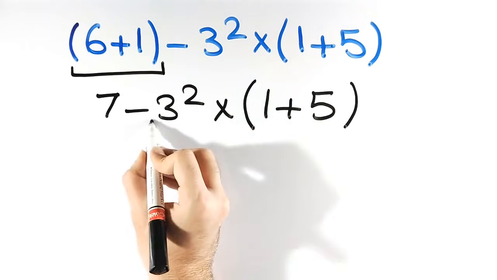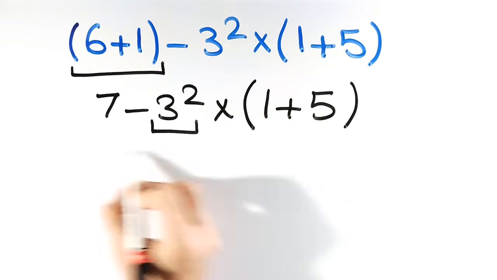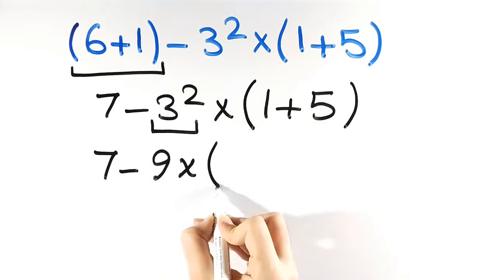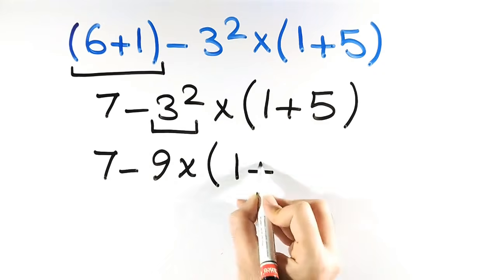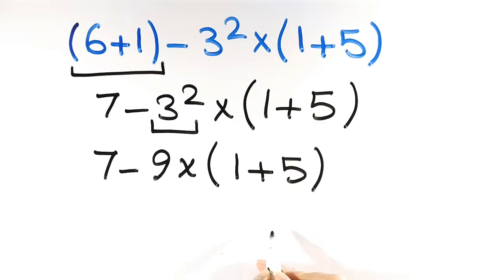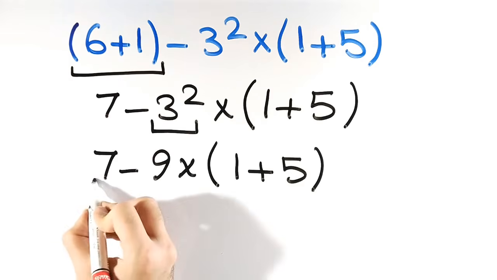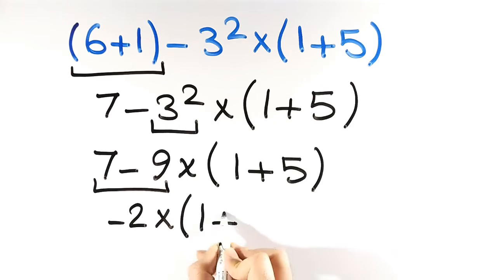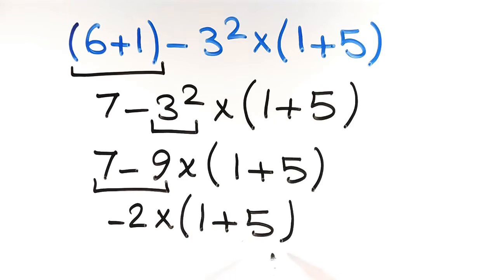And the next step, they go for the exponent and write this expression as 7 minus 9 multiplied by open parenthesis 1 plus 5 close parenthesis. Then they go for the subtraction between 7 and 9 and write this expression as negative 2 multiplied by open parenthesis 1 plus 5 close parenthesis.